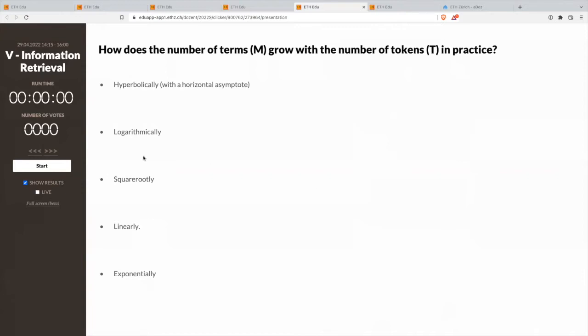Okay, how does the number of terms grow with the number of tokens or equivalently of documents, if you consider that documents have a constant size, in practice? Meaning if you keep adding and adding more documents to the database, how will the number of terms, the size, the height of the index basically grow? Do you remember that?